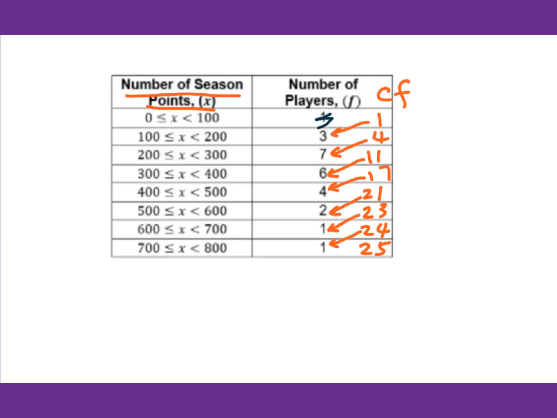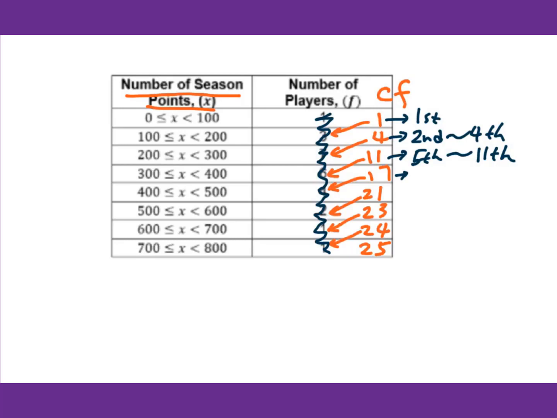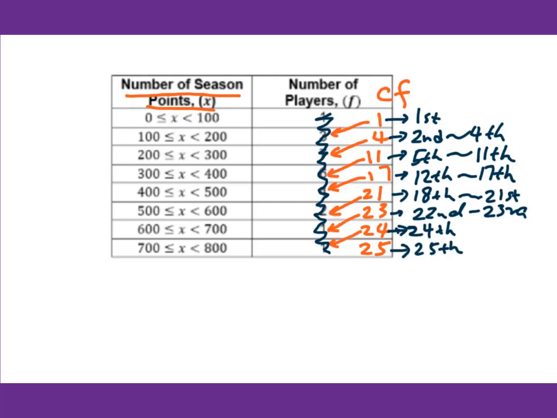First of all, let's cross this out. We only need the cumulative frequency. So we already know the meaning of cumulative frequency. This means the first data. This means from the second data to the fourth data. This means from the 5th to the 11th data. Keep going. We know this is from the 12th data to the 17th data. So I write down the meaning for the cumulative frequency. We know altogether we have 25 data.